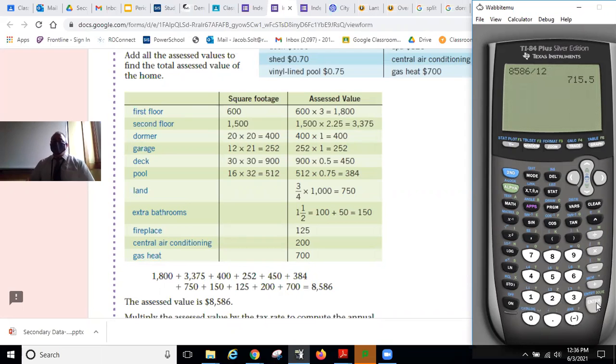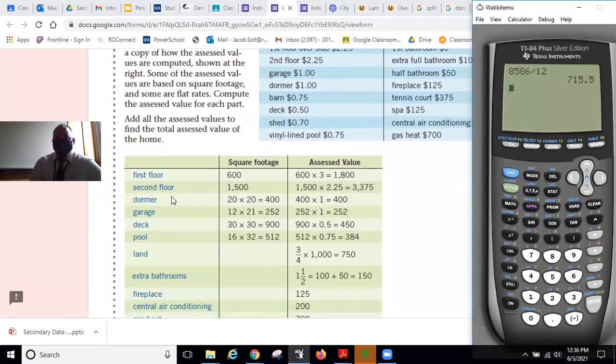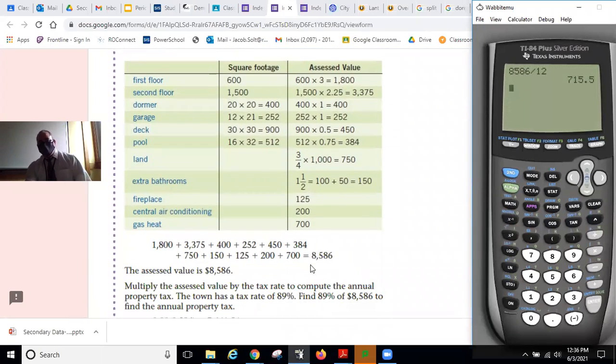Now, before you feel too bad for Mr. and Mrs. Delaware here, Jessica and Daryl, let's not feel too bad for them. They're buying a house which is over $250,000. So it sounds like they got it like that. All right, but that's still an awfully hefty price to pay. $8,000, $8,500. I would not want to be in that situation myself.